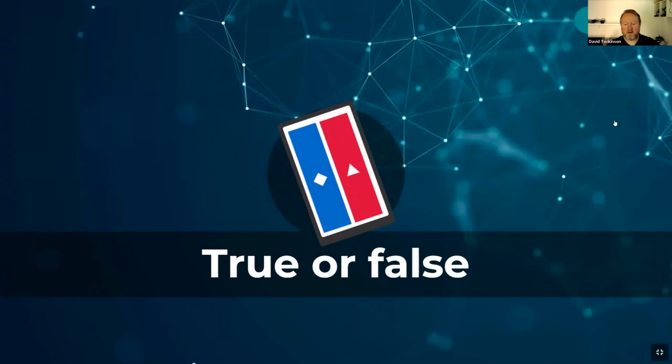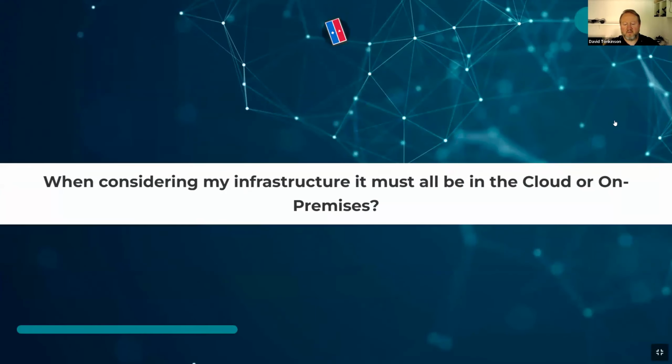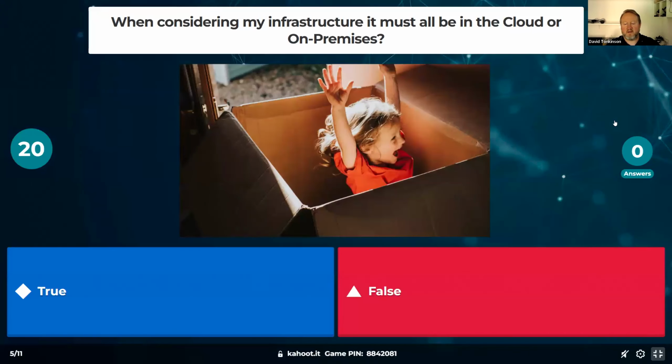One more question before we take a break. True or false? When considering my infrastructure, it must be in the cloud or on premises. So must be is important in there. Do I have to choose between the two?